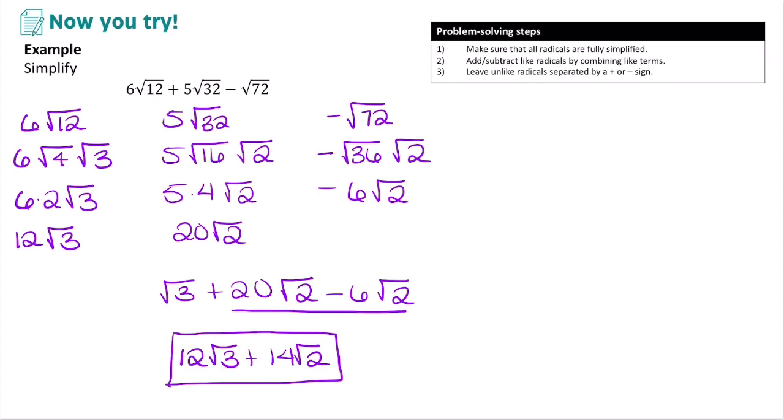So finally, I put together all of my terms, and so I have 12 square root of 3 plus 20 square root of 2 minus 6 square root of 2. So that 12 square root of 3 is just going to stay as is because it has no like terms, and then 20 minus 6 gives me 14 square root of 2.